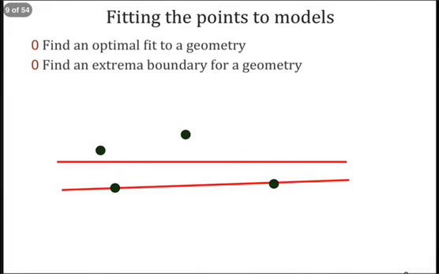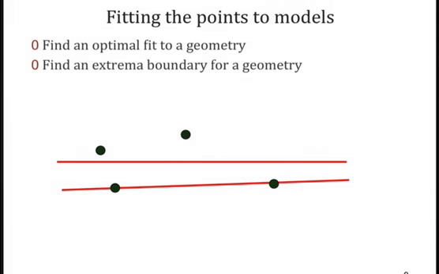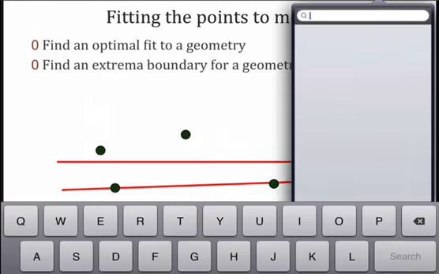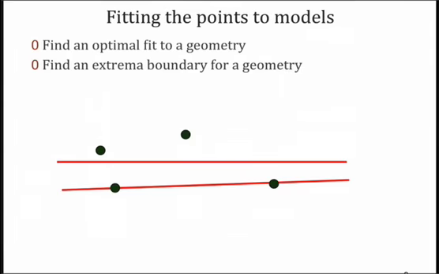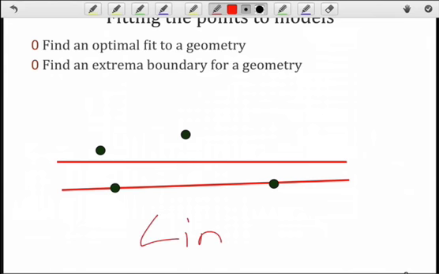Well, let's think about my points and how I might arrive at a geometric model. Here I've got 4 points that I've sampled, and I'm interested in determining a line from that set of points. If you think back to your statistics, you probably recall that you use something called least squares linear regression to determine a line based on a set of points.